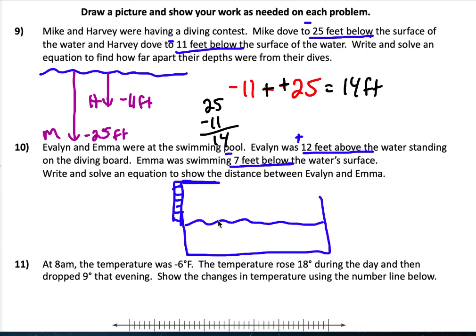Okay. So Evelyn is 12 feet up. Emma is 7 feet down, so negative 7. And 0 is kind of in the middle. So we want to go all the way from negative 7 up to positive 12. Well, we want to find the distance between those. That means the difference. How far apart are they? So we're going to subtract. So 12 minus negative 7. Okay, we've got to keep that sign. Subtracting a negative is the same thing as adding a positive. So it's 12 plus 7, which is 19 feet apart.